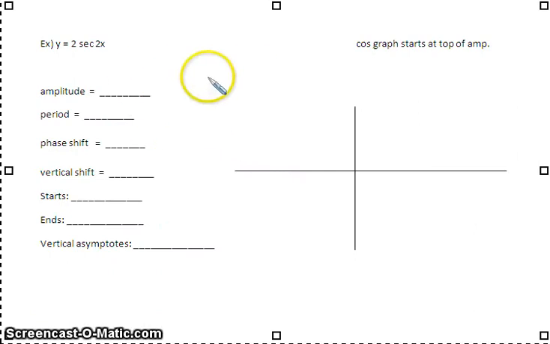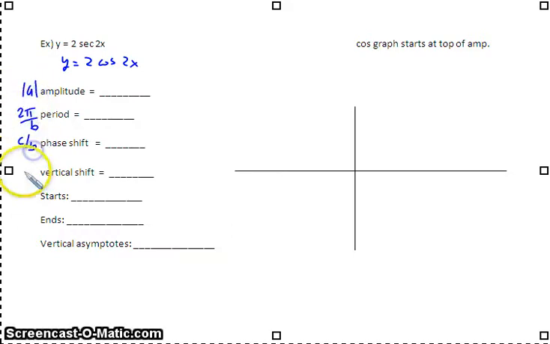So if I ask you to graph 2 secant of 2x, what you really want to graph is 2 cosine of 2x first, and then you can go ahead and do your secant graph afterwards. So we have to remember the formulas: amplitude is the absolute value of a, 2 pi over b is the period, c over b is the phase shift, and d is the vertical shift.